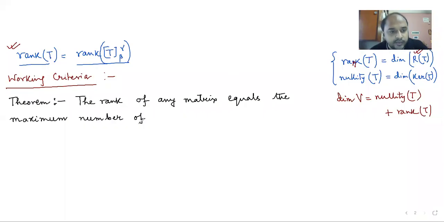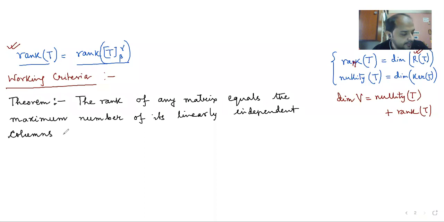The rank of any matrix equals the maximum number of its linearly independent columns. Okay. So that is called the rank, and another line is written after that, that the rank of a matrix is the dimension of the subspace generated by its columns. So the rank of any matrix equals the maximum number of its linearly independent columns. And you know what a linearly independent column is. So you can consider this example.